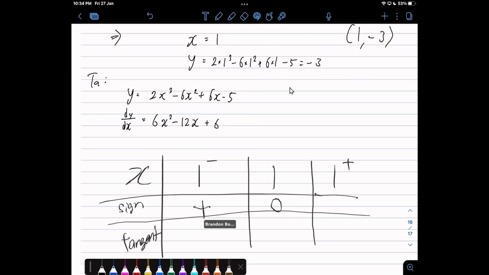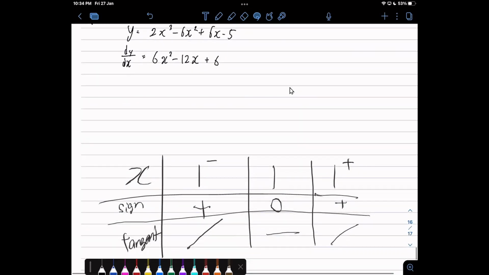Positive. Good. Positive. Good. So do you have a sad face? Do you have a happy face? Don't have. So conclusion, it must be a stationary inflection point. Okay.